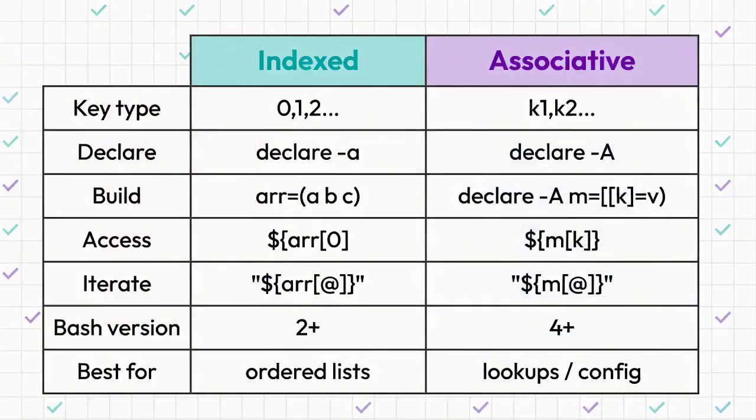Here is the side-by-side comparison. Indexed arrays use integer keys, are declared with declare -a, built with arr=(a b c), or arr[0]=a, accessed with ${arr[0]}, iterated with ${arr[@]}, and exist since bash 2. Associative arrays use string keys, require declare -A, are built with declare -A map=([k]=v), accessed with ${map[k]}, iterated with ${map[@]}, and require bash 4 or newer. Use indexed for ordered lists. Use associative for lookups and config.